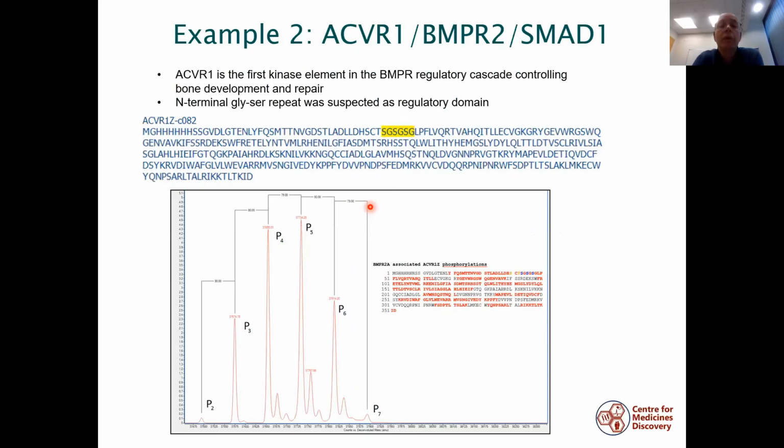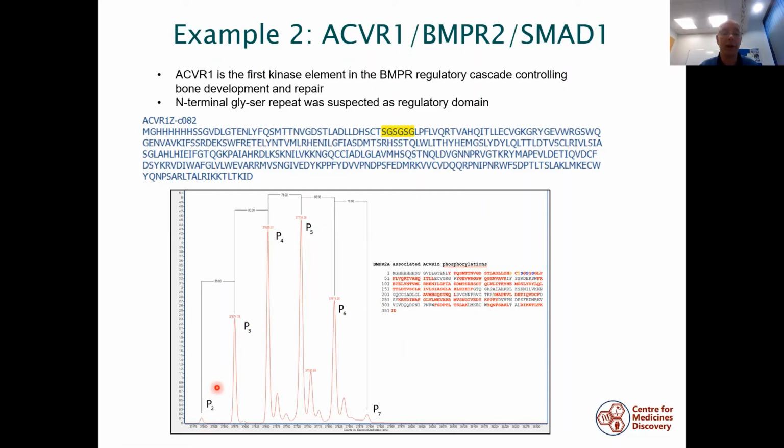So in a second example, we're going to look at this cascade. This is the BMPR regulatory cascade, which controls bone morphogenesis. It's made up of 3 proteins which interact with each other, and they are all kinases, and they phosphorylate each other. The first one in the series is ACVR1. This is a conserved region. This is the putative phosphorylation site that we expect to get. And this is the data that we're able to produce.